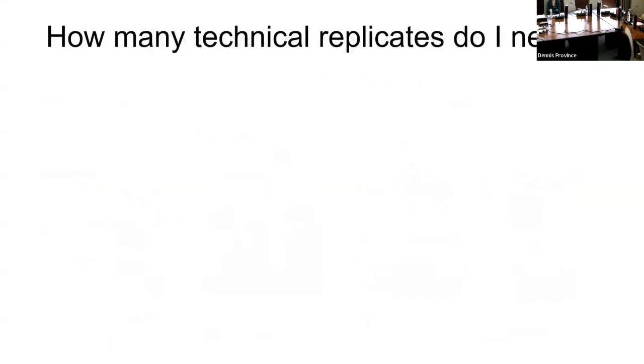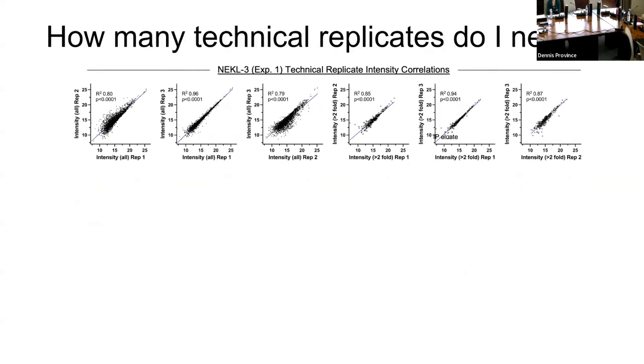Okay, so how many technical replicates do I need? That's an interesting question. Here's what I'll say about that. It's a fair guess. My answer is 3, and I'll show you why I think that. So we started with 3 just to see if the experiment would work.